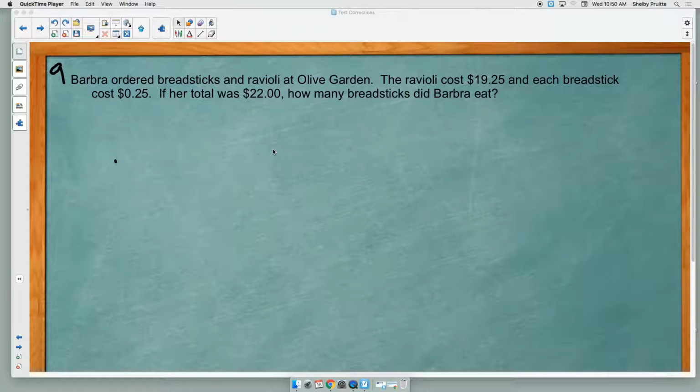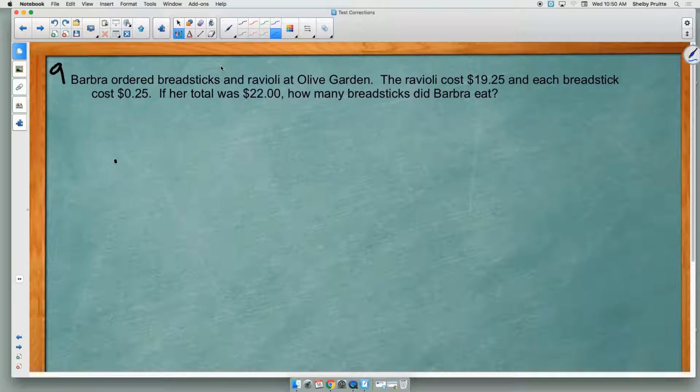So one thing you need to realize here is what is it that is changing? So what actually has to be multiplied with the variable? So you need to think about what is she having more than one of? She's only ordering one dish of ravioli, but she's having numerous breadsticks. So in this case, you can start by underlining, highlighting, whatever helps you keep them organized.